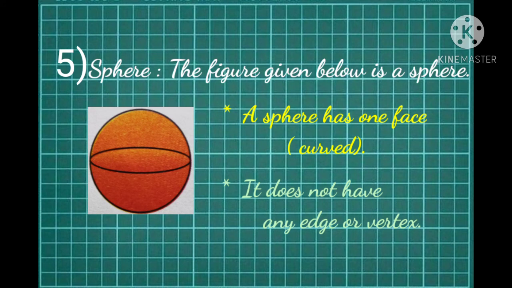Now number 5 is sphere. The figure given below is a sphere. A sphere has one face, that is a curved face. It does not have any edge or vertex.